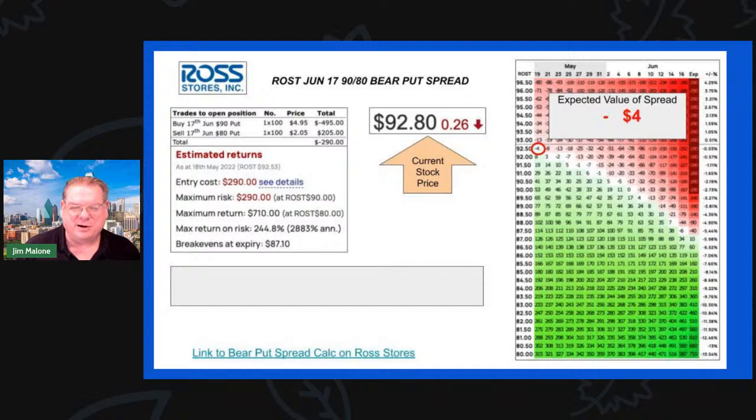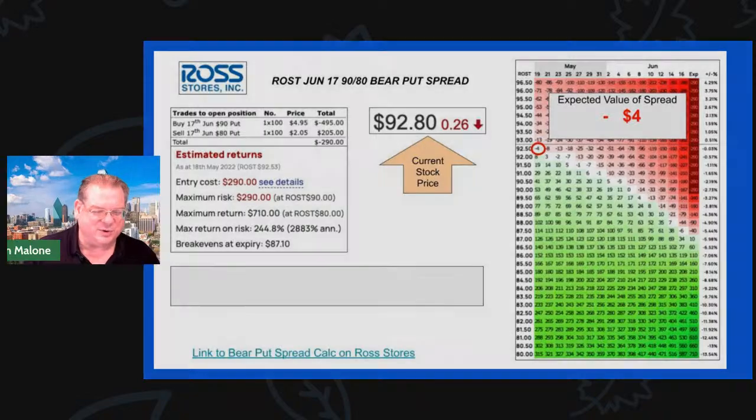This is a bear put spread. Now, the break even on this one is 87.10. So this is where I will set my alert. And if it pulls down and then goes above that, I will close the trade. But that gives you kind of an idea of where we're headed. So I am definitely looking to continue these shorts.